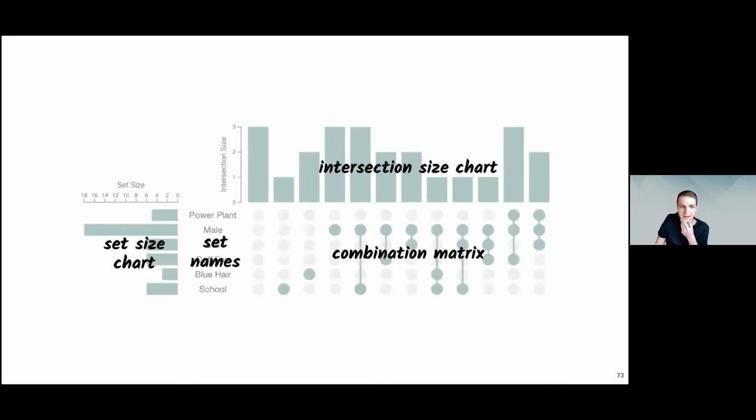So how do we recreate this visualization now in D3? When I start the process, I would usually prepare some kind of sketch. I first think about all these components of these multi-view visualizations. Here I divide this into four main components. I have the set size chart on the left, and the set names, then the combination matrix, where I want to show the intersection or the combination between different sets. And then at the top, I have a second bar chart with the intersection size.